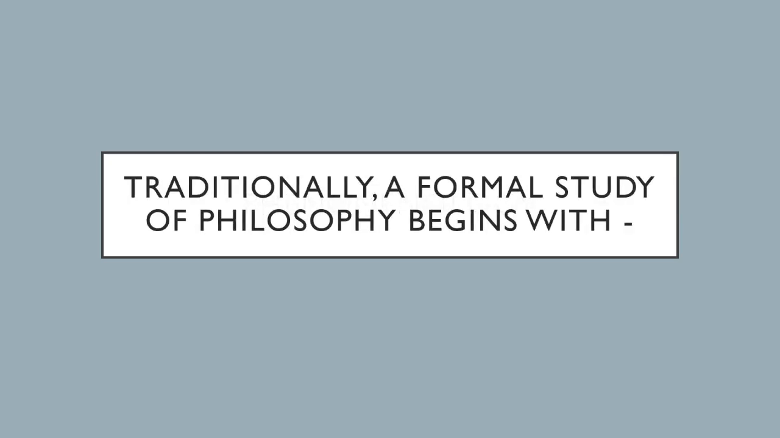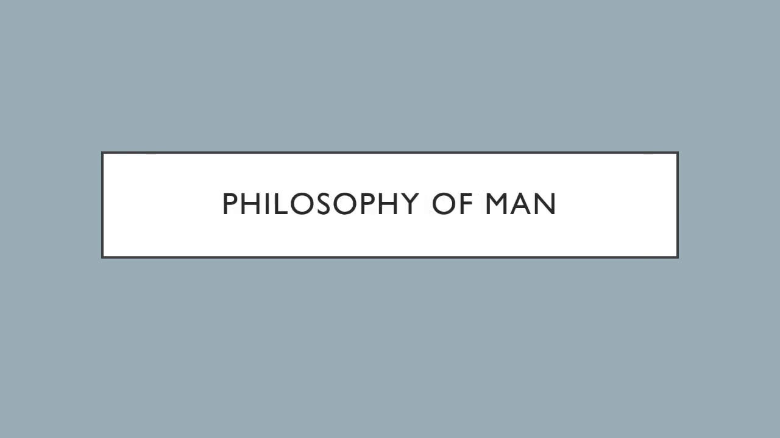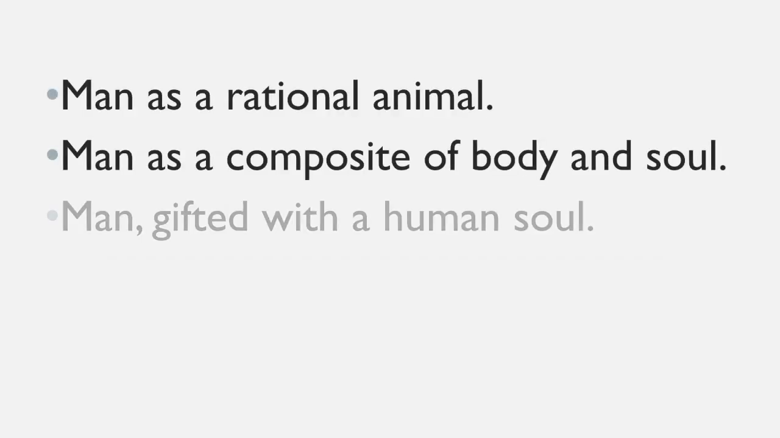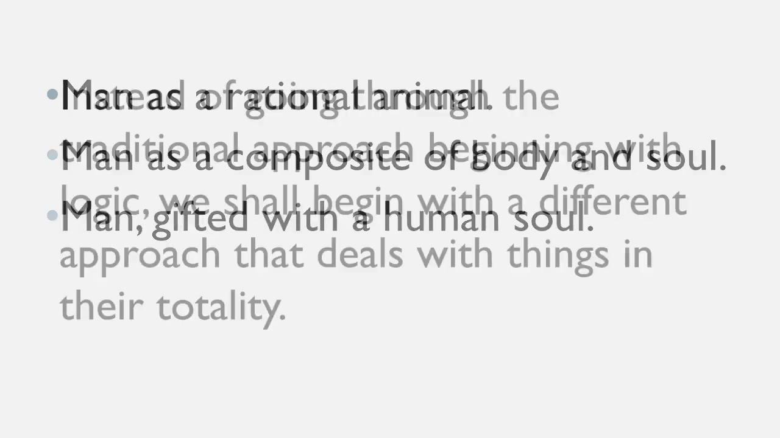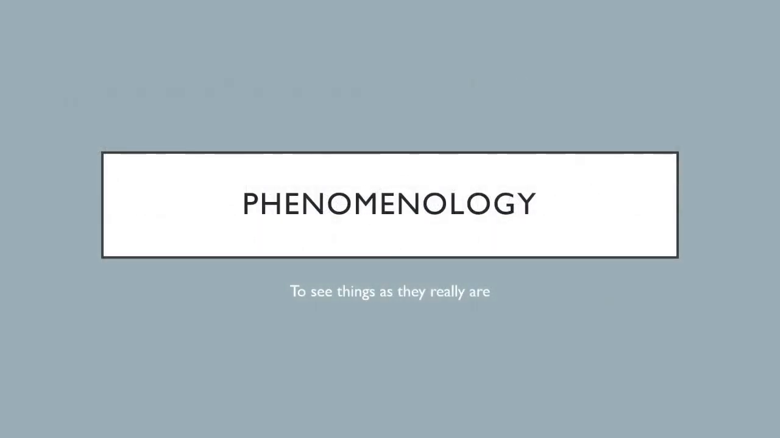Traditionally, our formal study of philosophy begins with logic, metaphysics, cosmology, and finally, philosophy of man. All these are definitions of man. Notice how each of them cut down man into parts and look on from an external view. Instead of going through the traditional approach beginning with logic, we shall begin with a different approach that deals with things in their totality. Today I'll be talking about Phenomenology.